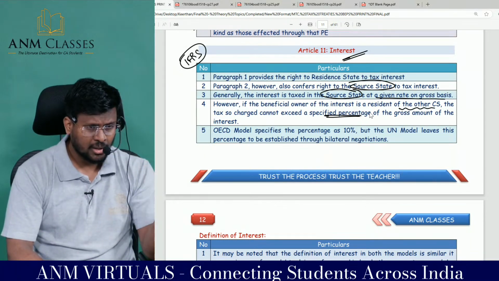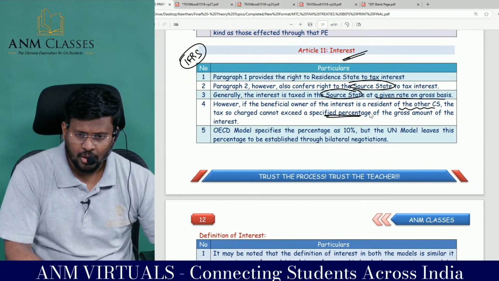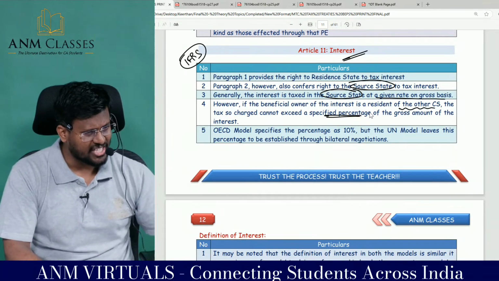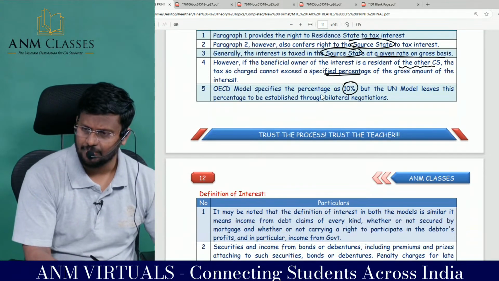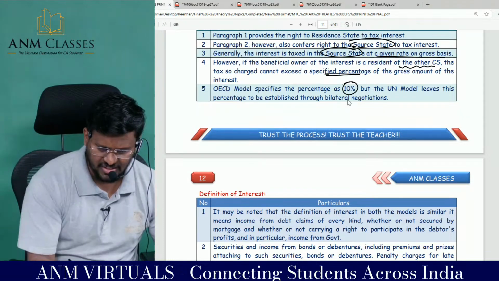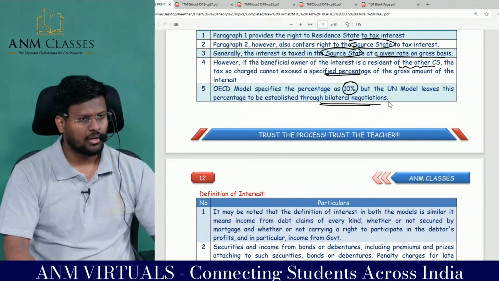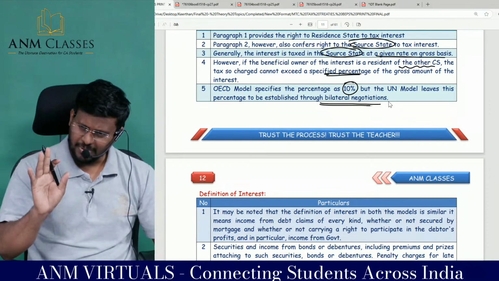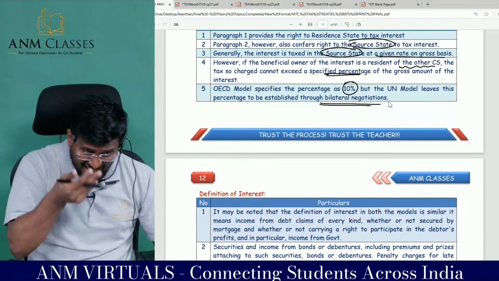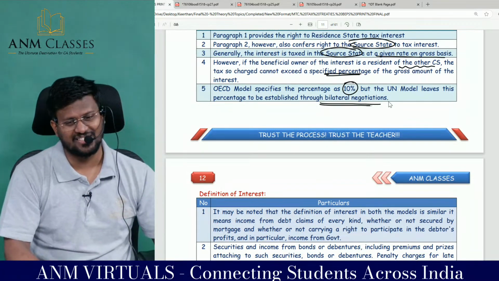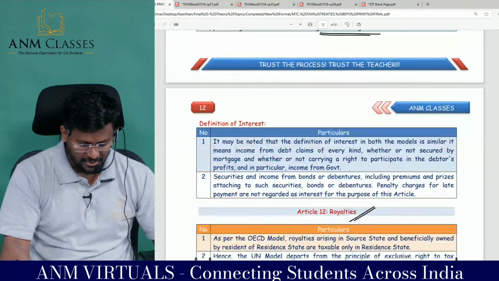That percentage has been expressly stated by which model? The OECD model. But no percentage has been expressly stated by the OECD model, and the UN model leaves this percentage to be established through bilateral negotiation, because who's wealthy? OECD said that if we are getting 10%, we are happy. Whereas UN is trying its level best to push for more than 10%. So you come, we will sit and talk. Are you all really with me?